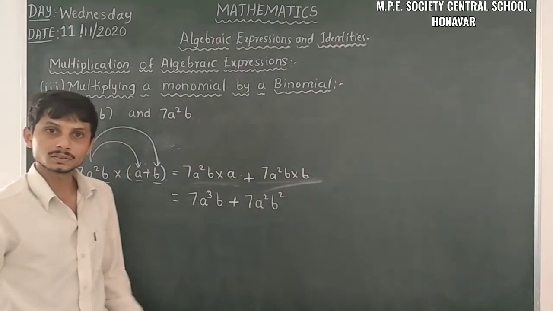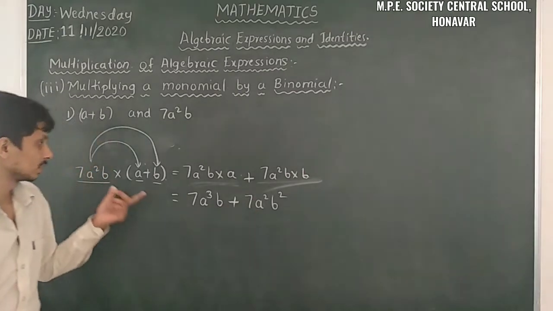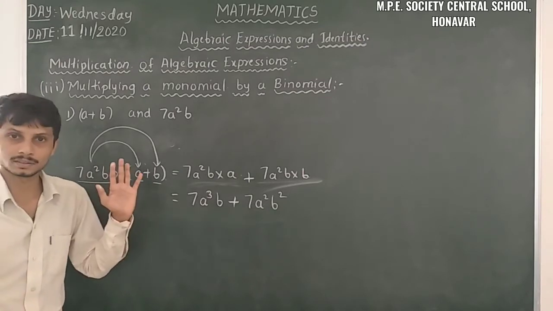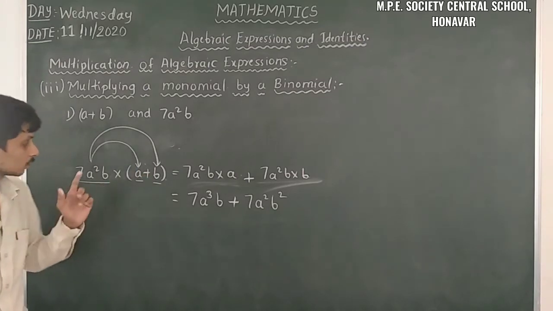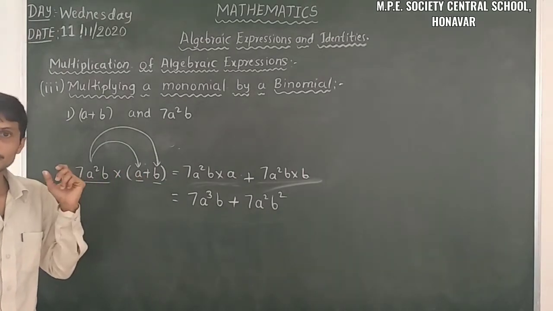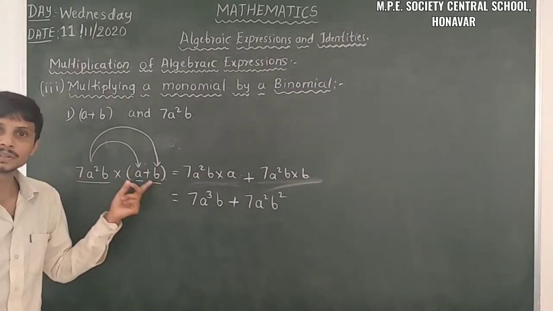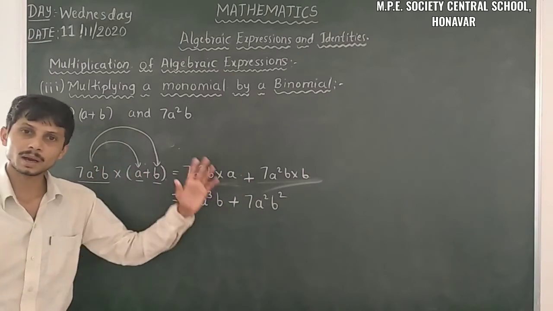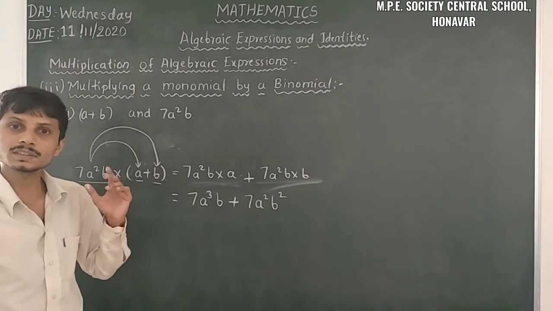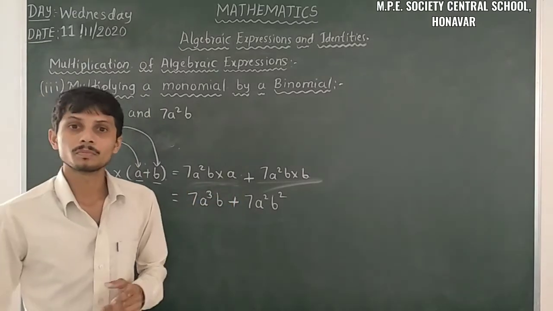There is no doubt, when you take the common for both the things, it will appear like this only. So this is the answer. That means we have to multiply the monomial with one of the terms of the binomial, and after that we have to multiply this monomial with the other term, followed by the plus sign. After that we come to the result. So this is about multiplying a monomial by a binomial.